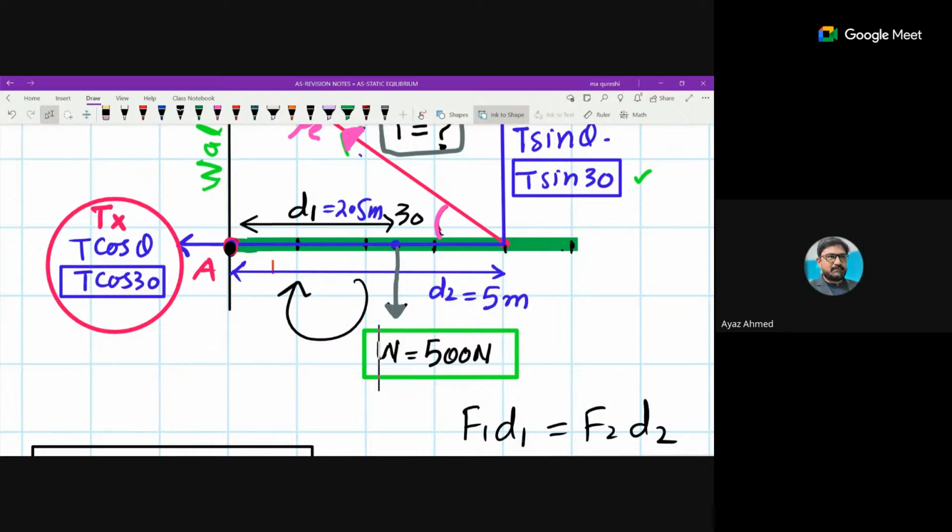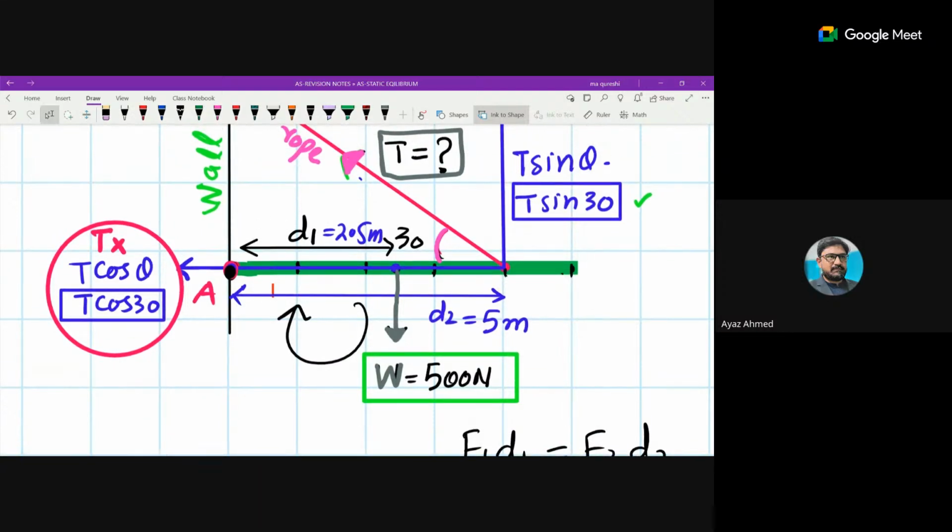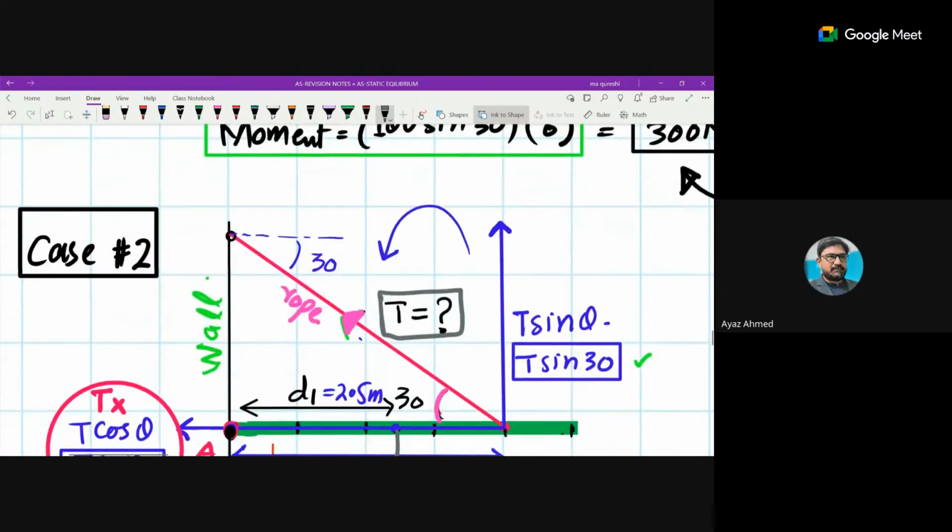About the pivot, what is the moment of the weight? The weight is 500, so it would cause a clockwise moment, isn't it? Yes. So weight provides a clockwise moment. Okay, so it must be countered, and that is countered with the help of this rope.